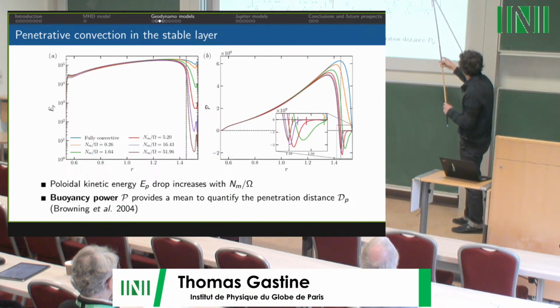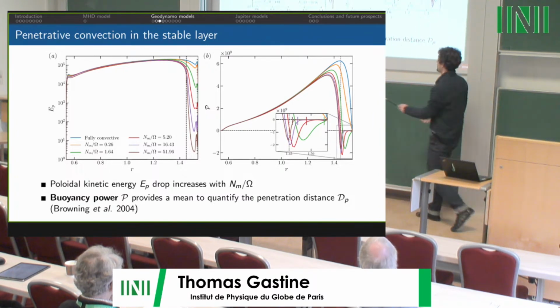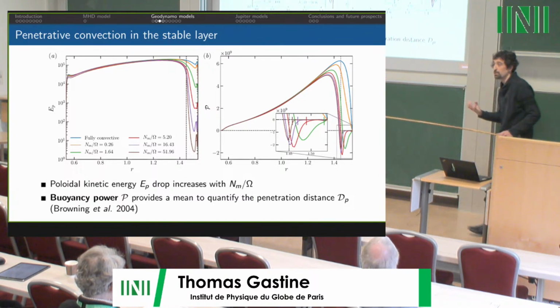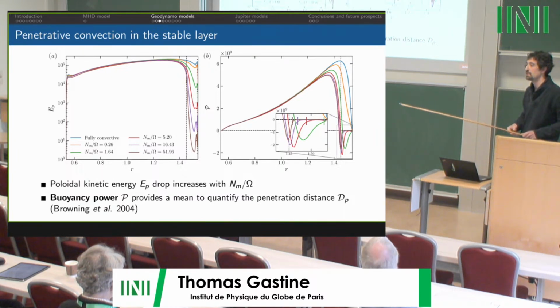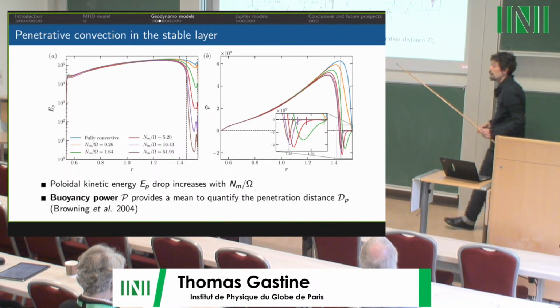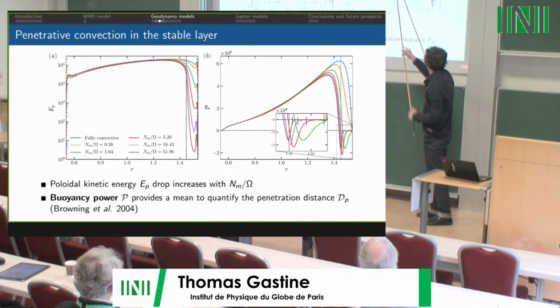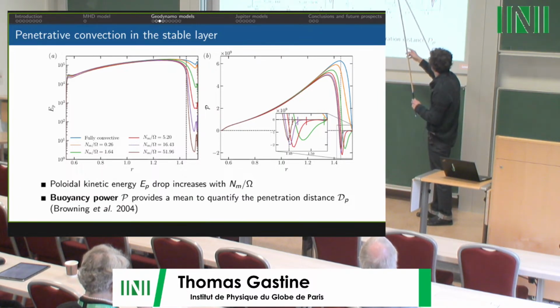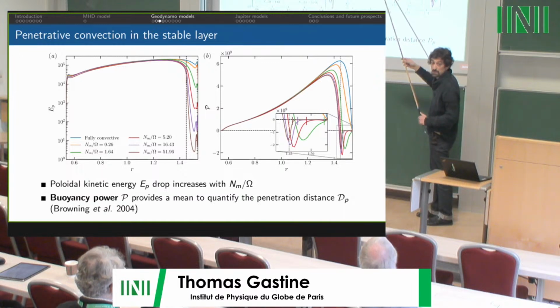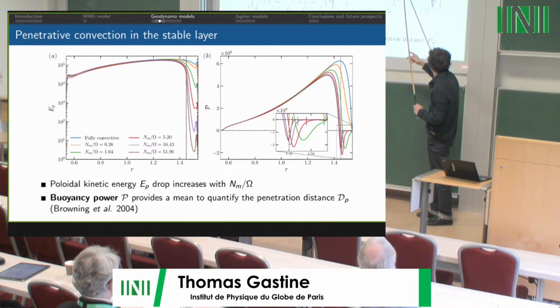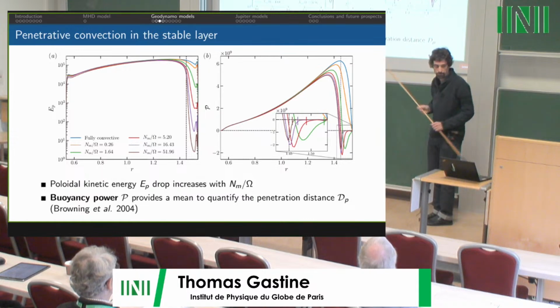And so this kind of profile has been used, for instance, by Matt Browning in 2004 to provide an accurate measurement of the distance of penetration in stellar models. And so basically, I did the same here. I reused the definition introduced by Matt and showed that it provides an estimate of the distance of penetration that is shown here by these segments.